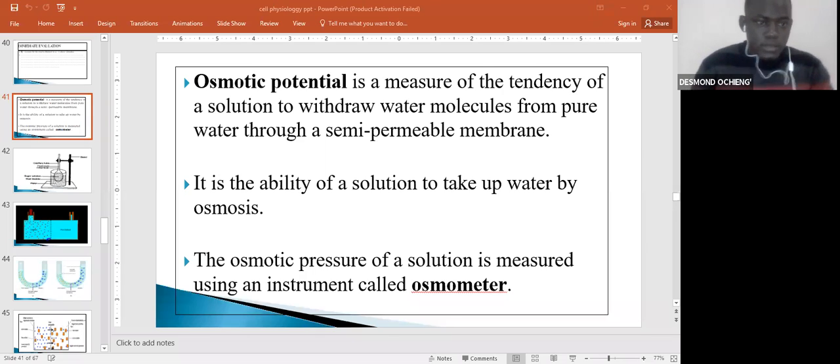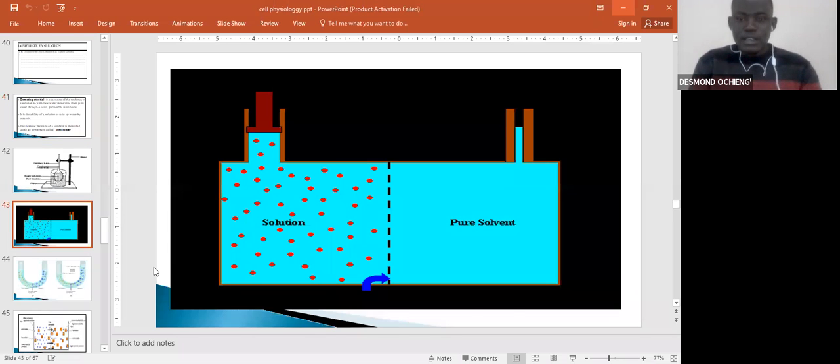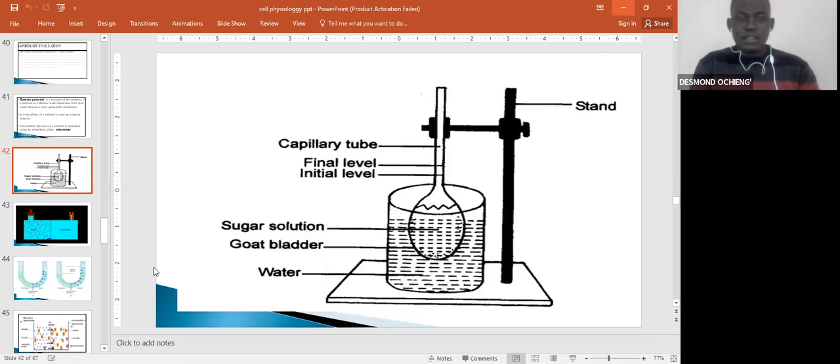I think there's this question that I didn't see from Victor, that can you say that osmotic pressure is the force that acts against osmosis at equilibrium? Yes, that is right. I mean, it's the same thing that I've been saying. Great. So let us proceed. There is this experiment here, but it is not really coming out clearly. Or maybe let me just try and show you what it means.